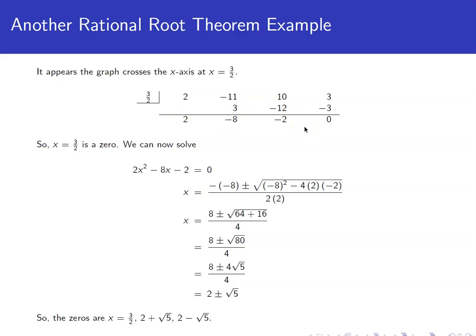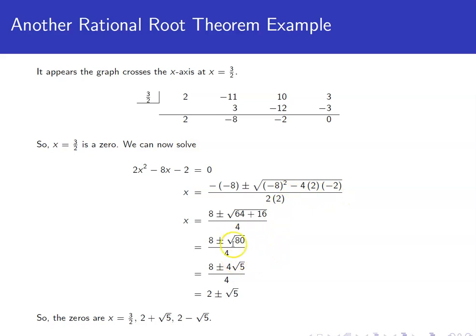We can find the rest always by the quadratic formula. We have 2x squared minus 8x minus 2. I could divide out by a factor of 2 here. It doesn't matter if you do or not. I did not. So the quadratic formula says the opposite of negative 8, plus or minus the square root of negative 8 squared minus 4 times 2 times negative 2, all over 4.